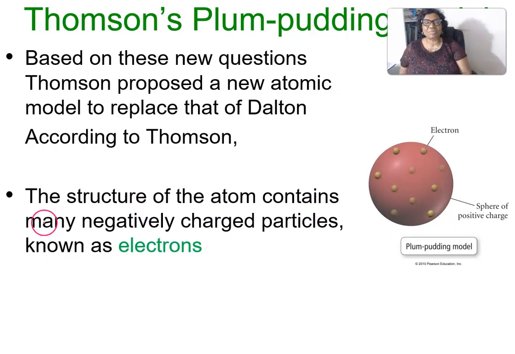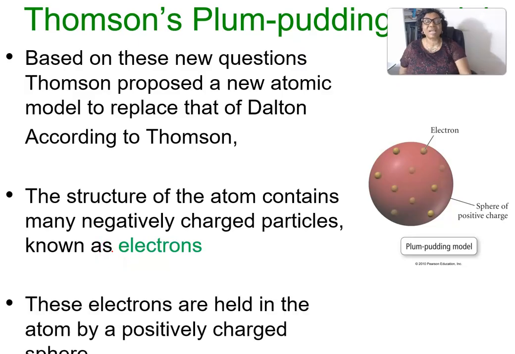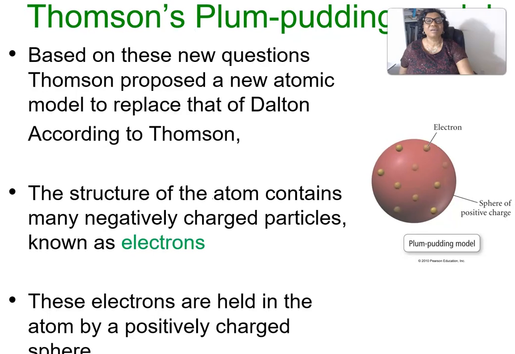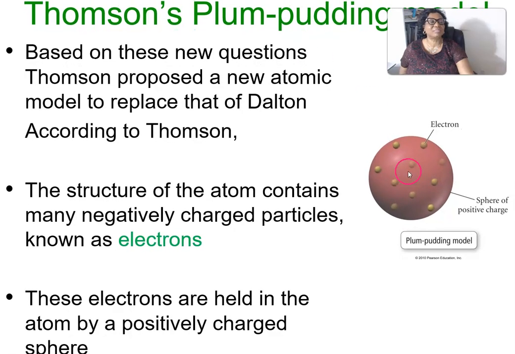So the structure of the atom contains many negatively charged particles known as electrons. This is his idea. And these electrons are held in the atom by a positively charged sphere. That was his idea. And with this idea, the picture he had in his mind was this. You see, as I said, for us Americans, we can look at it as a blueberry muffin. But this was his thought. But in chemistry or in science, you need to conduct an experiment to confirm it.